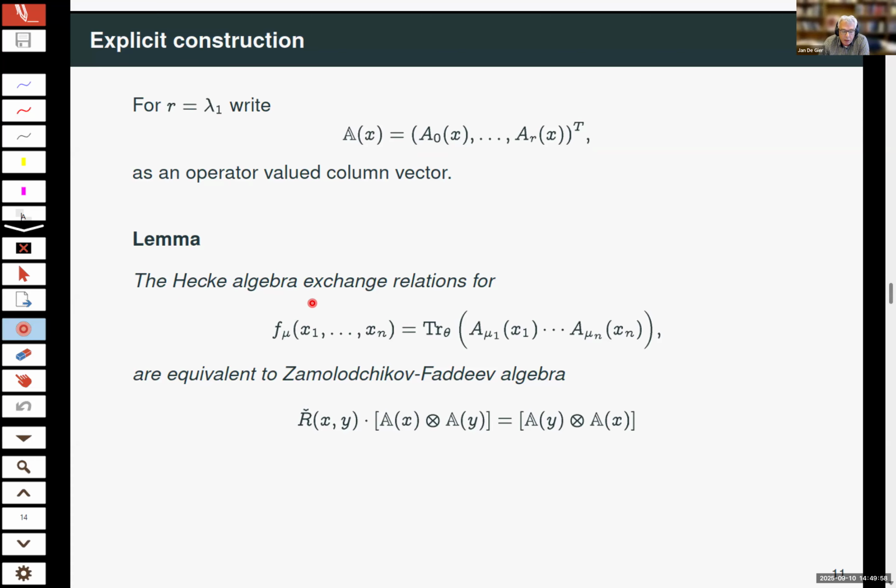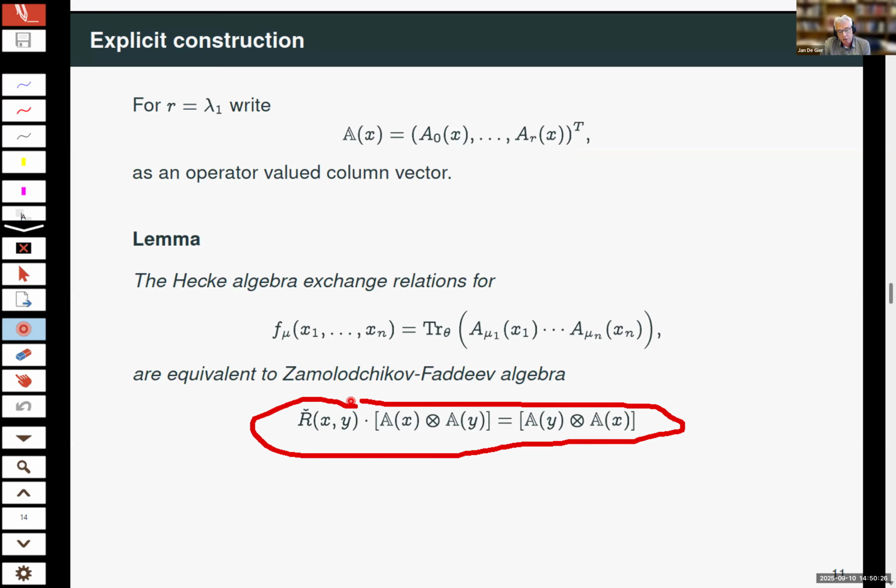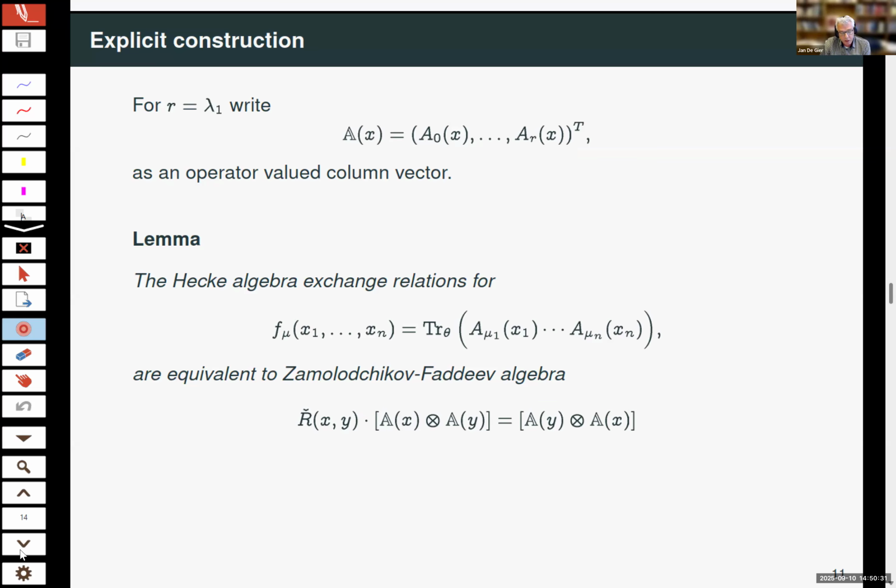So then the Hecke algebra exchange relations that define these polynomials F mu. If I write F mu as this trace of product of transfer matrices, the Hecke relations translate into the Zamolodchikov-Faddeev algebra relations for the vector A, where A is the vector that consists of all the copies of A sub i. So we need to solve this relationship under the right boundary conditions.